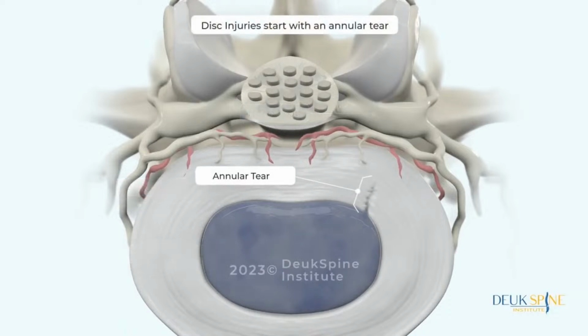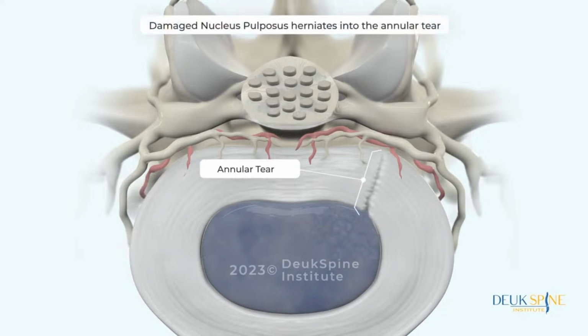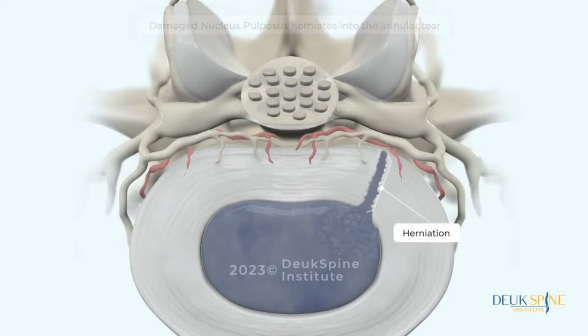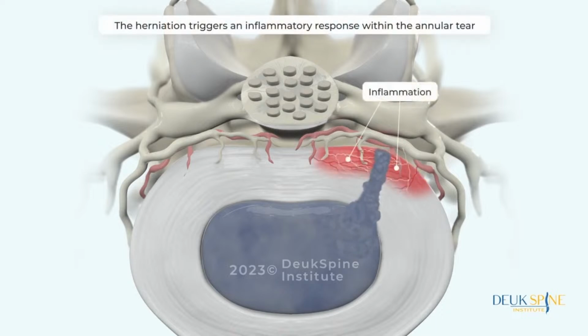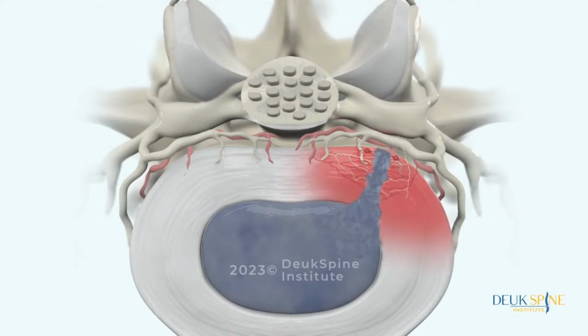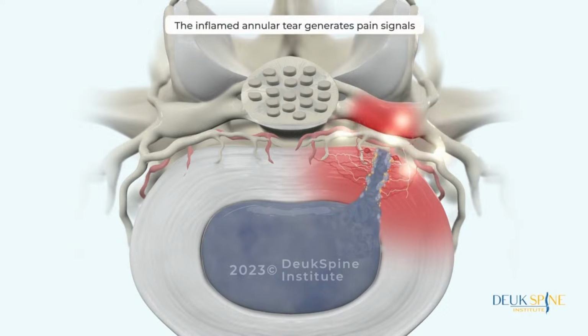Disc injuries start with an annular tear. Damaged nucleus. Pulposus herniates into the annular tear. The herniation triggers an inflammatory response within the annular tear. The inflamed annular tear generates pain signals.